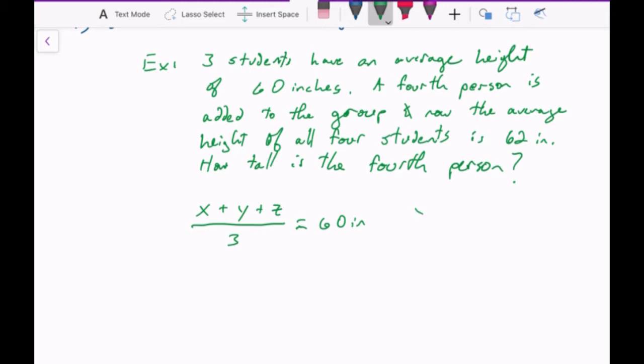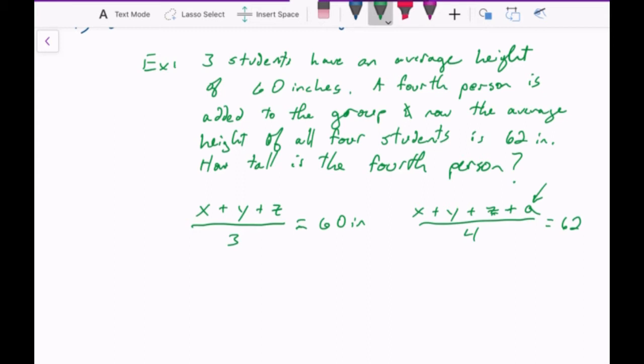And then we're asked to find the average. We're given the average height of all four people. So let me throw another person in here. I'll call them A. And we know that that average height is 62. So the question is, how tall is that fourth person that I'm calling A?